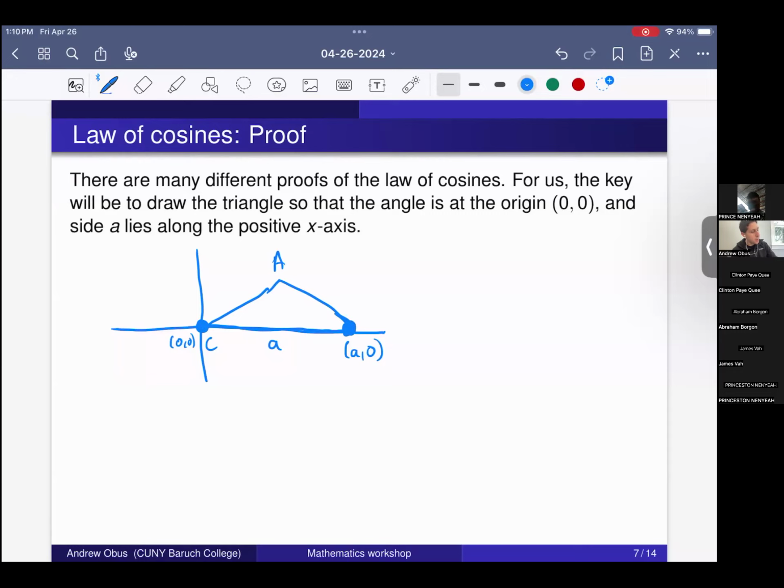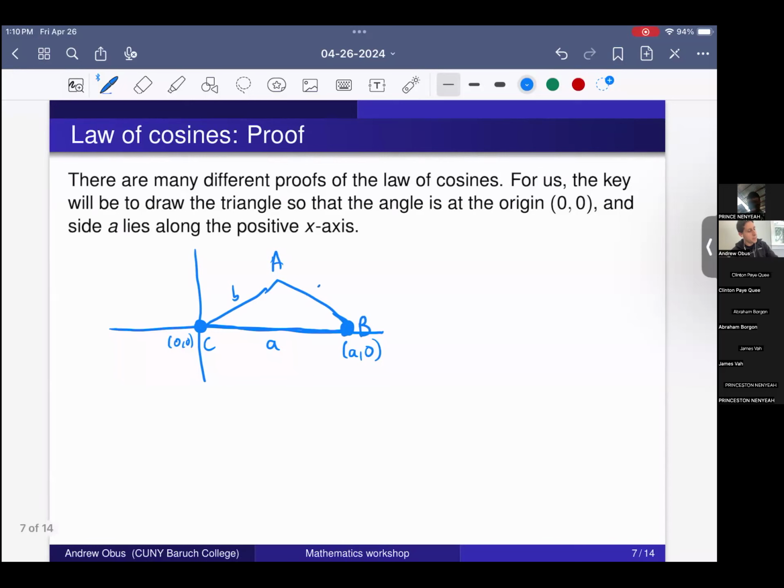And this is going to be corner A, and this is going to be corner B. And so this is side B, and this is side C. Okay. And now here's the key. The key is I want to know what the length of side C is, right?